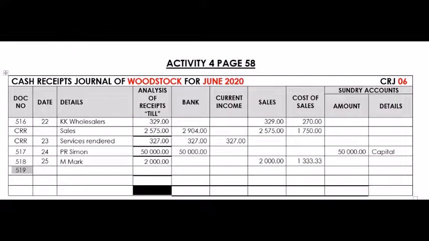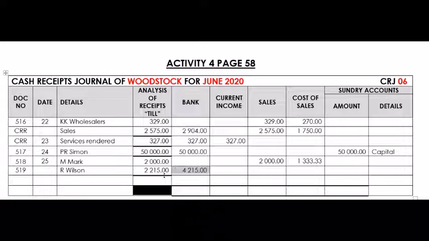We issued a receipt number 519. It's still on the 25th, so don't write the date again. The customer is R. Wilson, who paid us 2,215 Rand. And now, this was the last transaction for the day. So we can cash up our till by adding these two values together and deposit the total into bank. Remember to draw your nice black line in the analysis of receipts column.